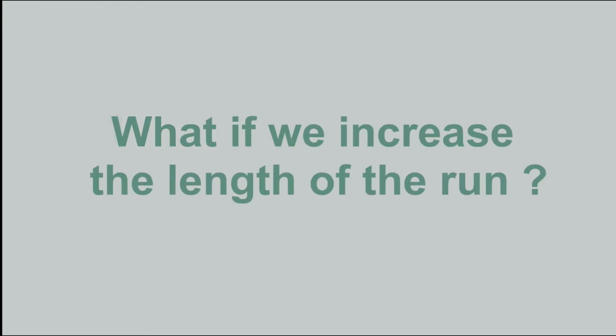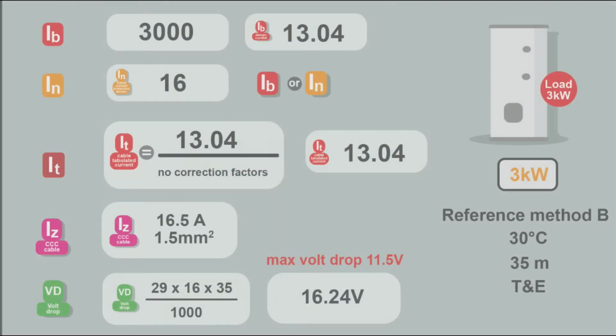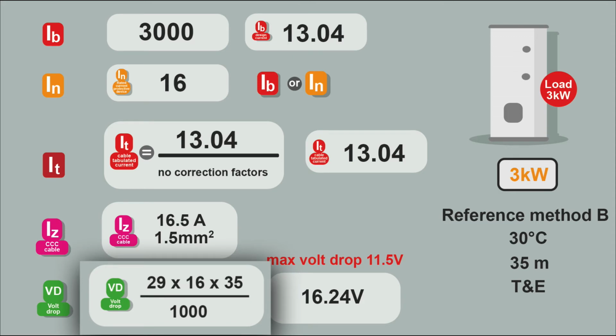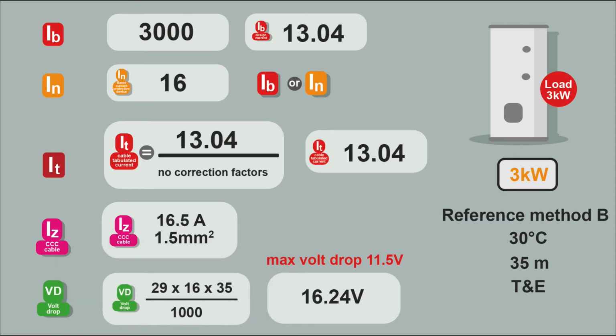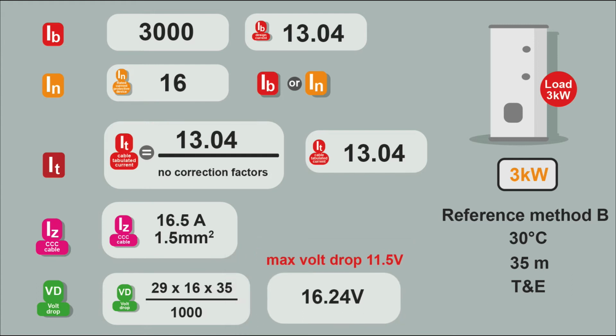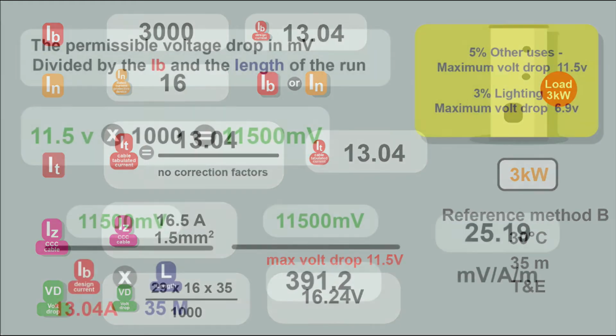Let's see what happens if we increase the length of this circuit. Now, if we keep everything the same, the same design current, the same In, the same It, the same Iz, but we've increased the length of the run to 35 meters and do our volt drop calculation, we'll find that now this cable isn't suitable. The cable is too long. The volt drop is 16.24 volts when it's got to be 11.5 maximum. So the length of a run has been a factor in our cable choice. We have to go up to the next size, which will be 2.5mm square cable.